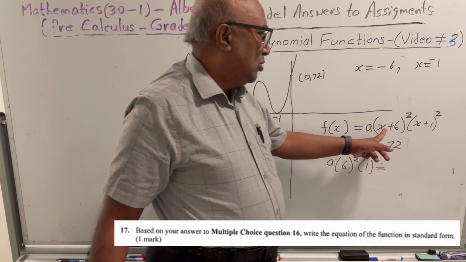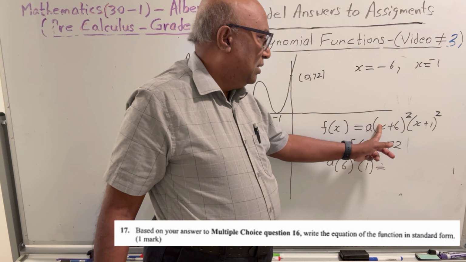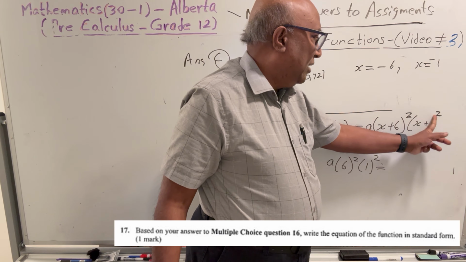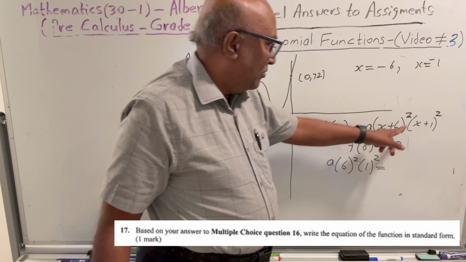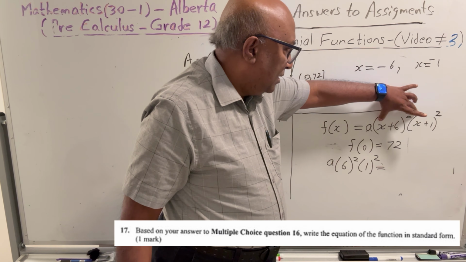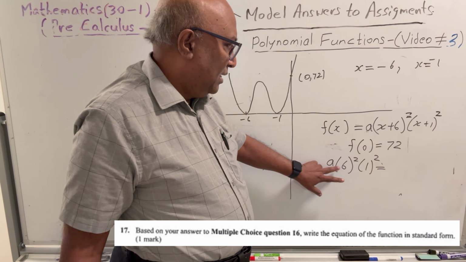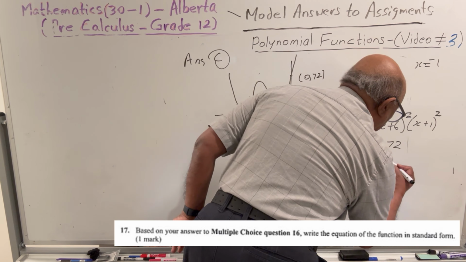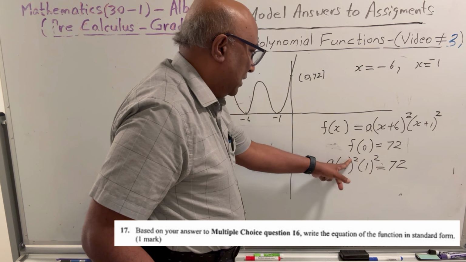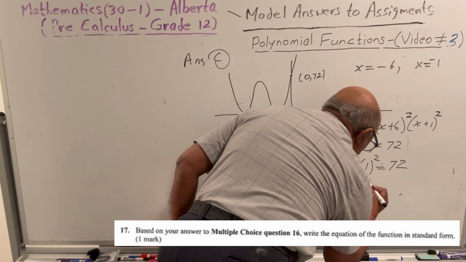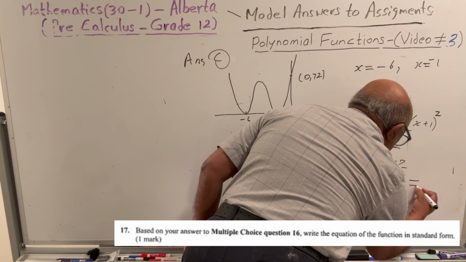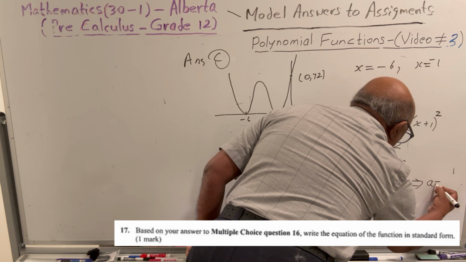When you input 0 on both sides, we get a times, inside the bracket you remain with 6 squared, and here you remain with 1 squared. I wrote this information here on the right side. Once you substitute x equals 0, the right side becomes equal to 72. Now let's simplify this. 6 squared is 36. 36a is equal to 72. We get a is equal to 2.